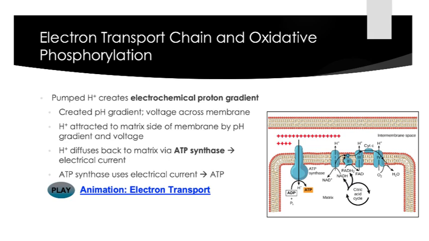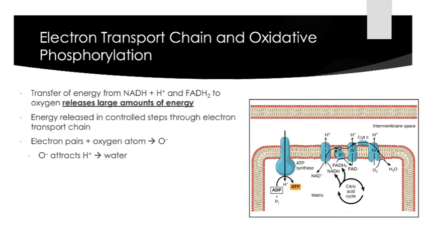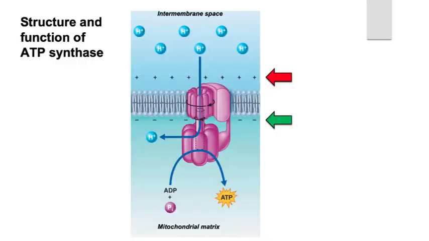The next 3 slides are basically just summaries of what I just showed you on the electron transport chain. Okay, so I'm not going to read these to you because it's basically the exact same thing that I just told you, but you can read these and get a little more detail. So this slide and the next slide are all just reiterations of the animation that I just showed you.